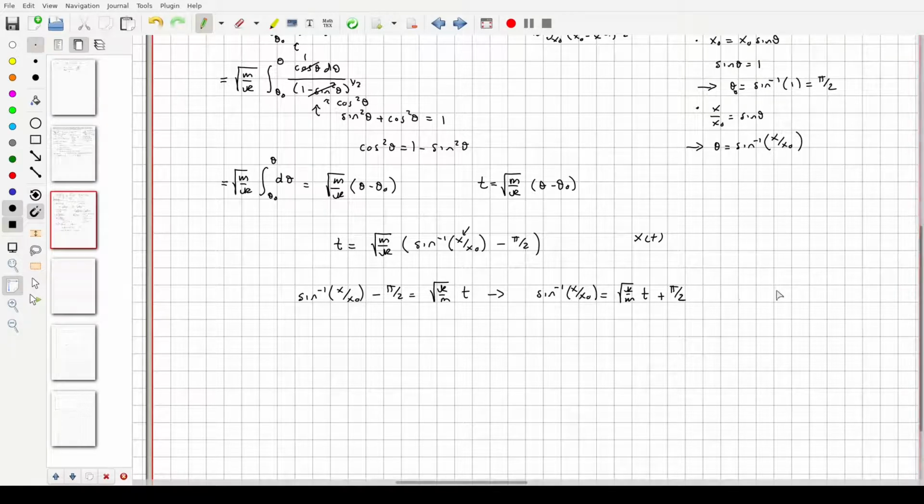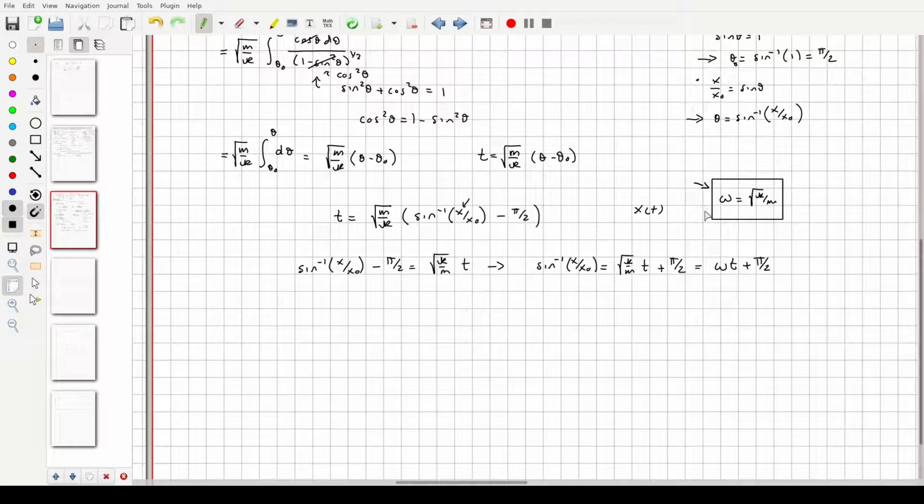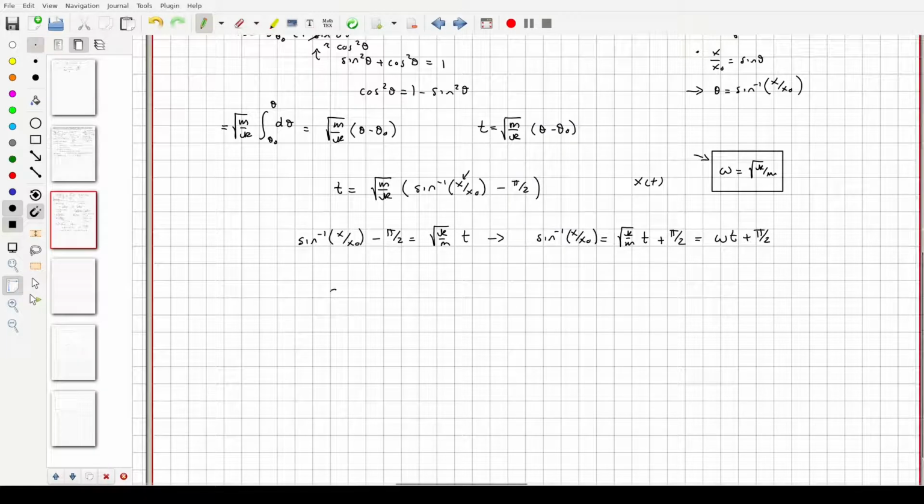plus pi over 2. Now, I'm going to take this opportunity to call omega the square root of k over m. This is done from experience. Typically, though, you don't want to write all this stuff around like that. It just becomes monotonous, and it increases the chances of you making mistakes. So this is the same thing as omega times t plus pi over 2. Now, the presence of omega here is going to make a lot more sense when we talk about rotational motion. Let's just say that it's related to frequency. It's also related to how long it would take for the spring to do one complete oscillation. We're going to see that here in a second. Okay, so the arc sine of x over x naught is equal to omega times t plus pi over 2.